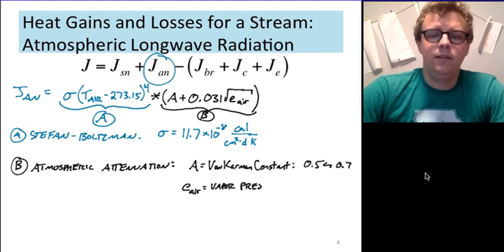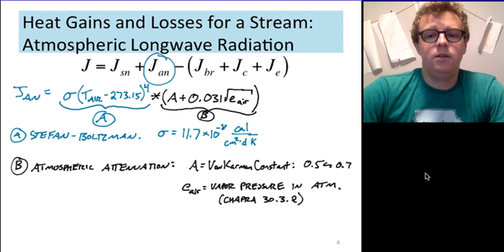And then you've got this lowercase e subscript air. That is the vapor pressure in the atmosphere, or the partial pressure of the atmosphere that's due to water vapor. Chopra section 30.3.2 talks you through some of the finer points, ways that you can estimate this from relative humidity and air temperature.